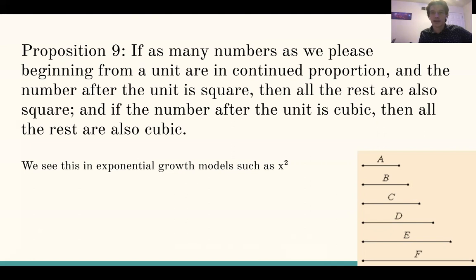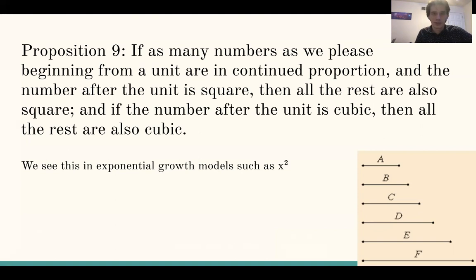So it's pretty much saying if A is after the unit and A is a square, then B, C, D, E, and F, if they're in a continued proportion, they're also all going to be squares, right? And we see that with x squared. If it's continued proportion, you're going to see that they're all squares. They have to be, right? So like 2 times 2 is going to be 4, 3 times 3 is going to be 9.